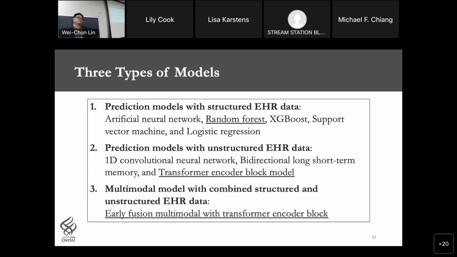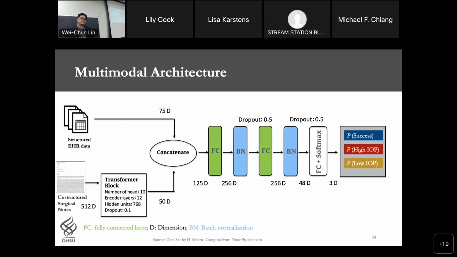And we also developed an early fusion multimodal model with a transformer encoder block, to try to handle the structured data and unstructured data at the same time. Here is the early fusion multimodal architecture. For the structured EHR data, the continuous features were normalized and the categorical features were converted to one-hot vectors. And the surgical notes were handled by the transformer block with the settings listed here: 10 heads and 12 layers, and the hidden units is 768 with dropout rate 0.1.